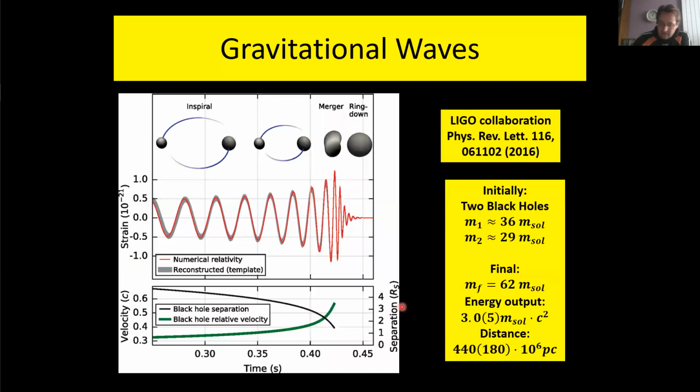To give us a feeling. And then from this tiny, tiny, tiny signal, we read out that one black hole had about 36 solar masses. The second black hole had 29 solar masses. And the final object that remained had 62 solar masses. Okay. But 36 plus 29 is usually 65. What happened to this difference of 3 solar masses?